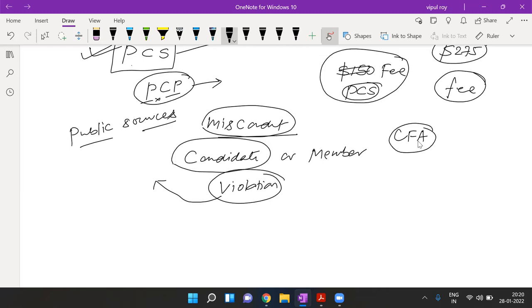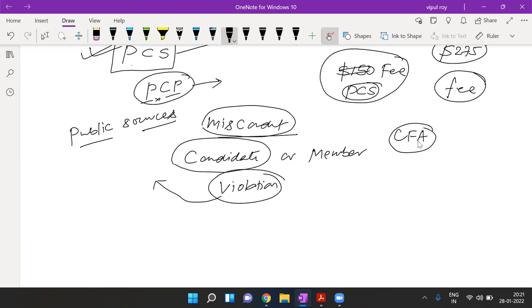You cannot discuss all this in public. Even after the examination, if you're coming out of the exam hall and you start discussing questions which were asked in the exam with your fellow candidates, that is also a violation. If CFA Institute finds that you are discussing anything about the exam content or exam material on any platform, in that case also an inquiry will be initiated against you.